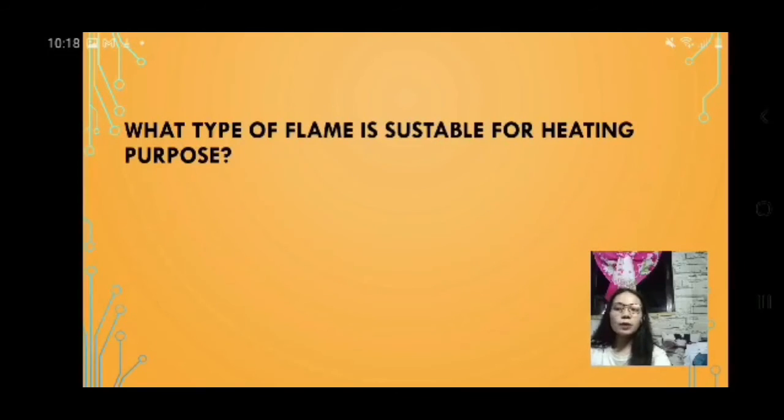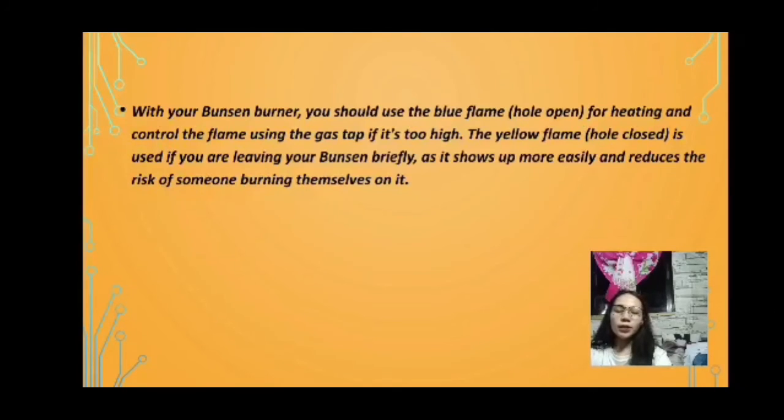Letter E, what type of flame is suitable for heating purposes? The flame using the gas is too high, and the yellow flame with the air hole closed is used if you are leaving a Bunsen burner briefly, as it shows up more easily and reduces the risk of someone burning themselves on it.